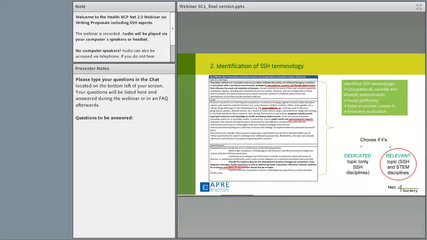The flagged topics are the topics relevant or dedicated to the socio-economic sciences and humanities. And in this case, this topic will be a relevant topic with a mix between socio-economic sciences and humanities disciplines and science, technology, engineering, and mathematics disciplines. So the consortium will need to identify both SSH partners, but also medical partners, and to identify activities that mix together STEM and SSH aspects, medical and socioeconomic and humanities aspects, to reach and to fulfill the requirements of the topic.